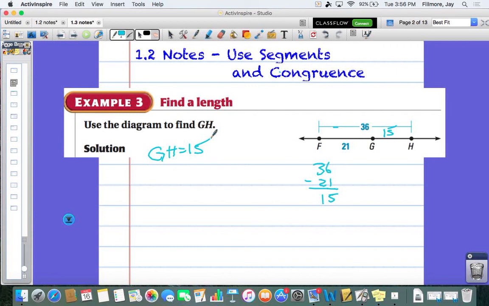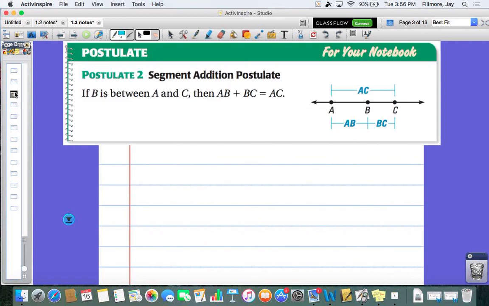Now, when you're doing a length of a line segment, you don't put the symbol above it. When you want a number, you just have to write GH. So without a symbol above it, you don't call it segment GH or line GH. When there's no symbol above it, you're talking about the length of GH. Okay? Let's move on to something else.